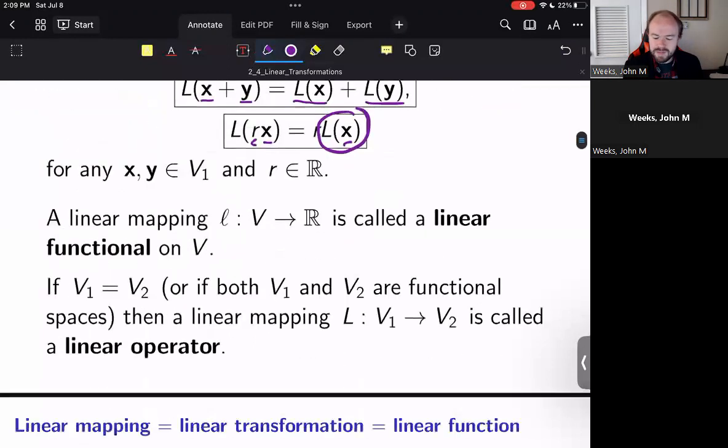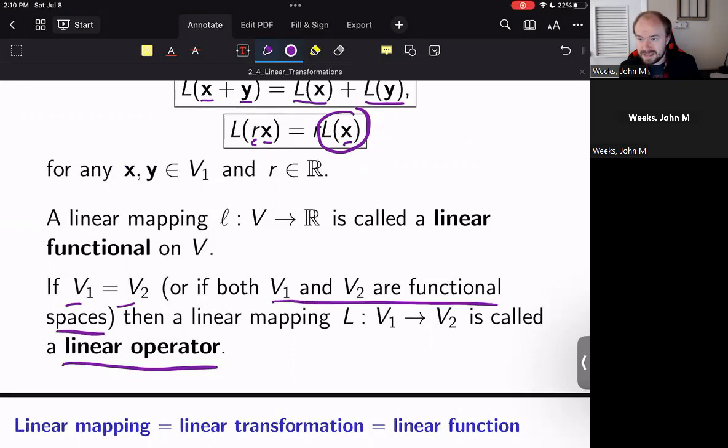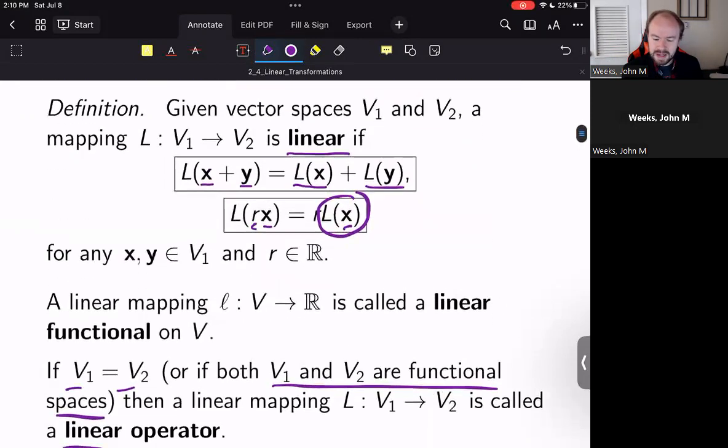So for example, if V1 and V2 are equal, we'll call that a linear operator. This is something that I'm a little bit more familiar with, for example when we're working on function spaces, trying to make an operator between two spaces where the spaces are subsets of functions on, say, the real line. And a linear mapping that goes from a vector space to just the real numbers is called a linear functional. We'll see some examples of these in just a little bit, but see if you can think of anything here. The one I want you to be thinking of in particular is matrices.